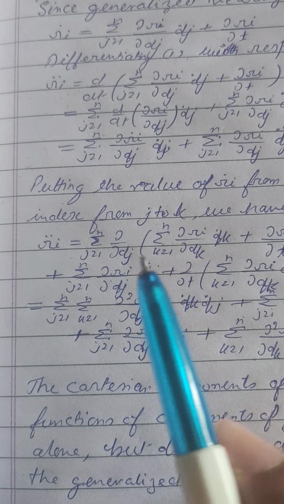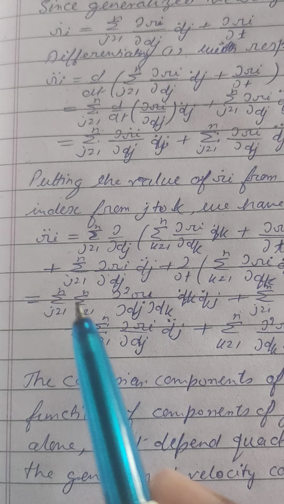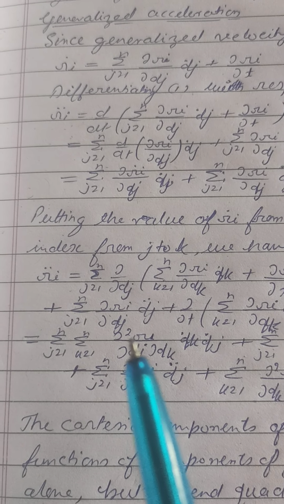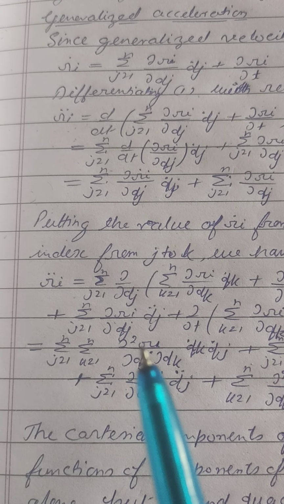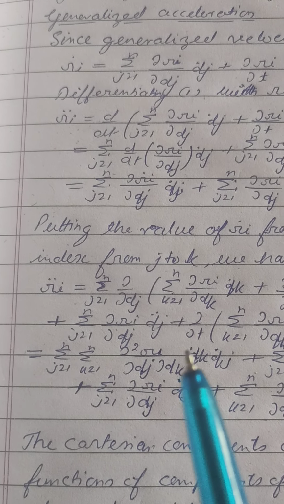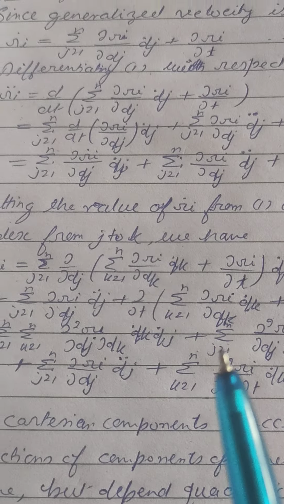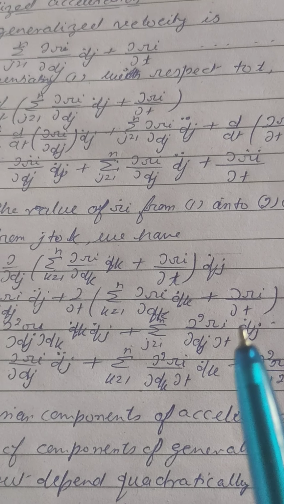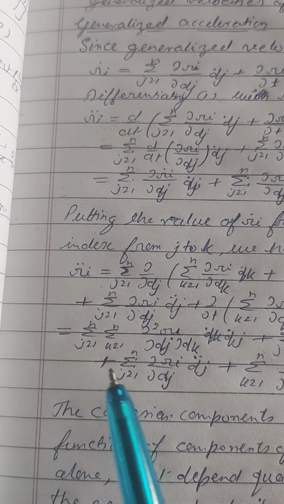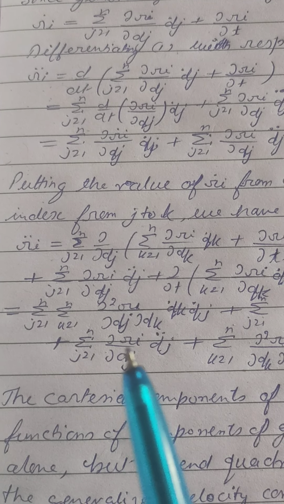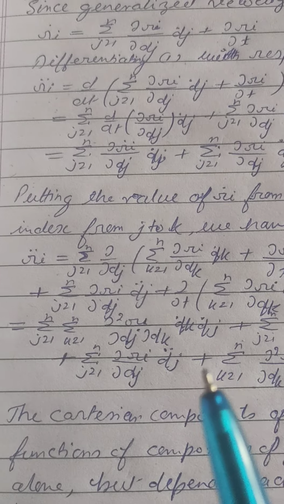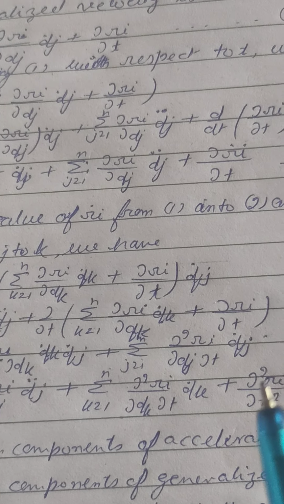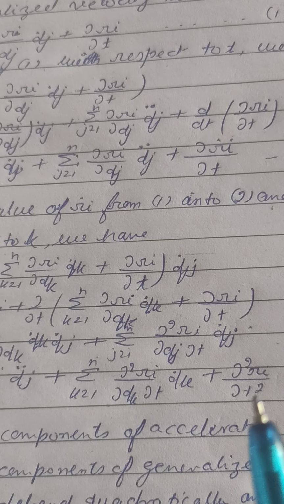So in this equation, when we take the partial derivative with respect to q_j, this will become the sum over j from 1 to n, k from 1 to n, of the second partial derivative del square r_i upon del q_j del q_k times q_j dot q_k dot, plus the sum over j from 1 to n of del square r_i del q_j del t times q_j dot, plus the sum over j from 1 to n of the partial derivative of r_i with respect to q_j times q_j double dot, plus the sum over k from 1 to n of del square r_i del q_k del t times q_k dot, plus del square r_i del t square.